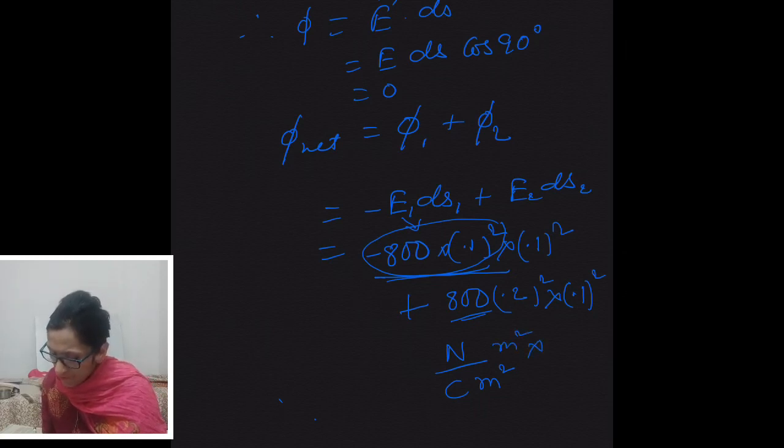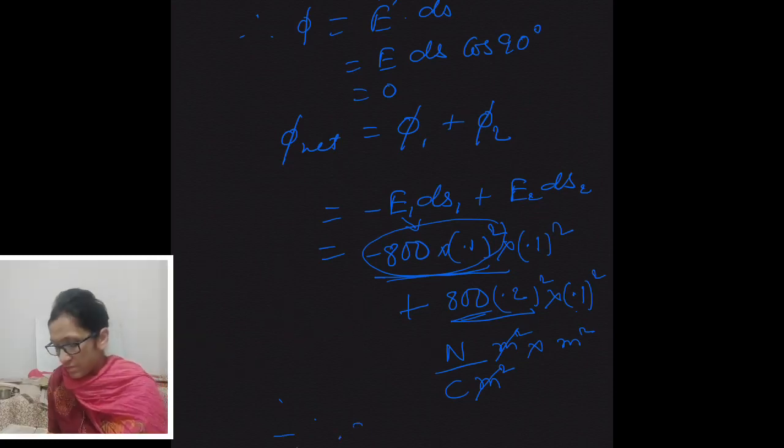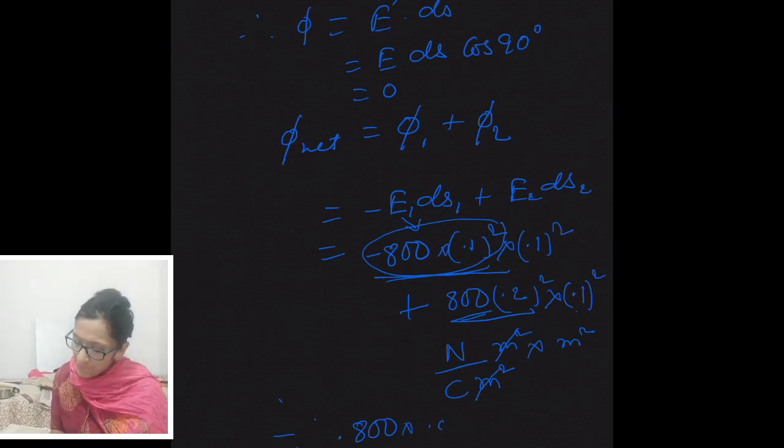Newton per Coulomb meter square into square of x means meter square into, okay, this is your electric field into ds. For ds you will be writing meter square, so this is cancelled. So this becomes the unit of electric field, Newton per Coulomb meter square. Now your calculation is complete, so let me add all these things.